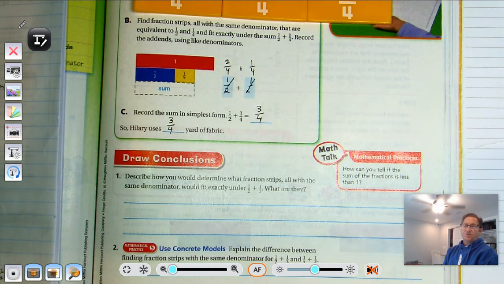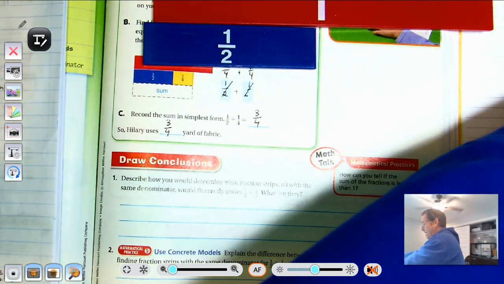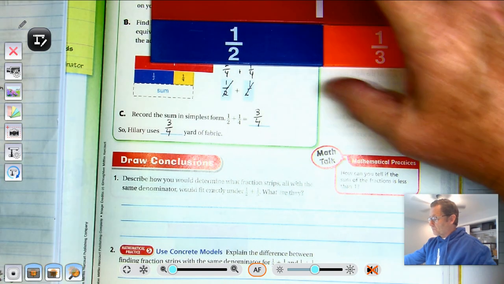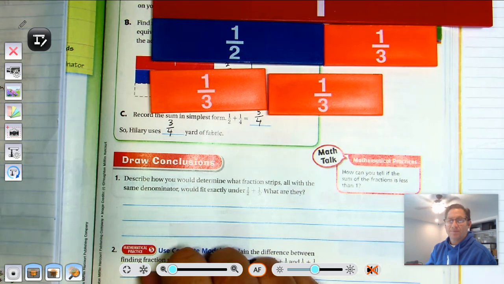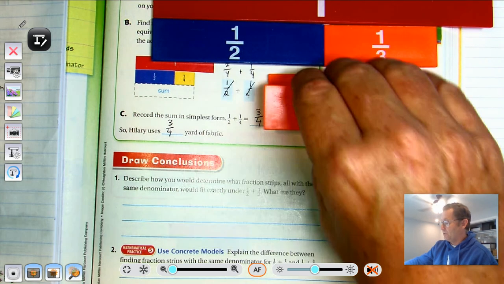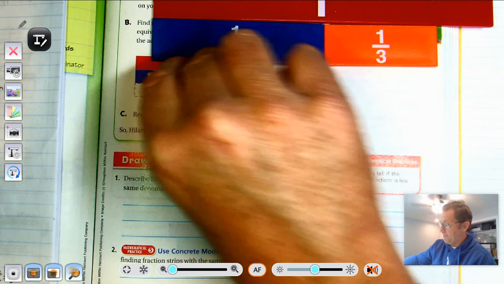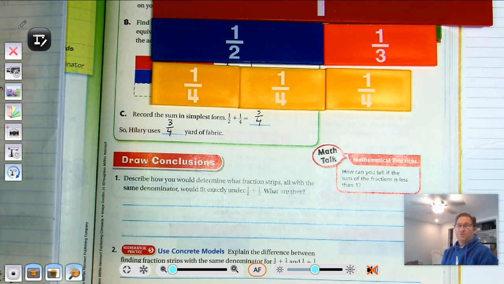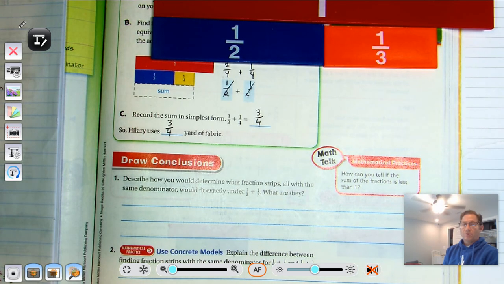So how would you determine what fraction strips, all with the same denominator, would fit exactly under 1/2 and 1/3? This time we'd start with 1/2, and we're going to add 1/3. We already showed that 1/3 cannot equal 1/2, right? It's bigger than 1/2 if I put two 1/3s. I do know that 2 1/4s is equal to 1/2, but 1/4 is going to be too short.